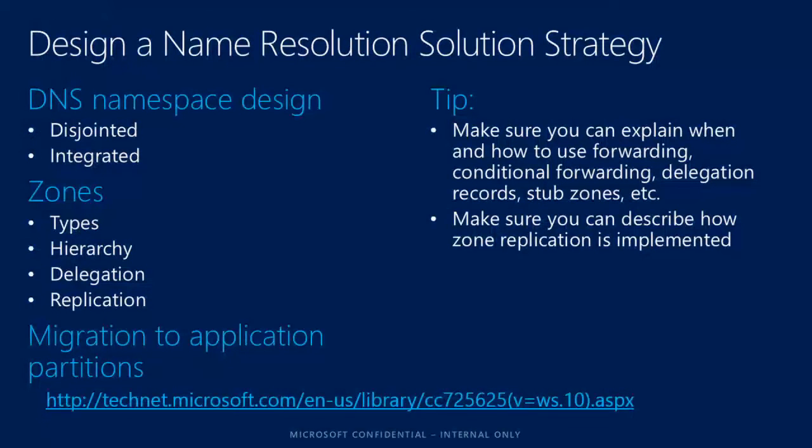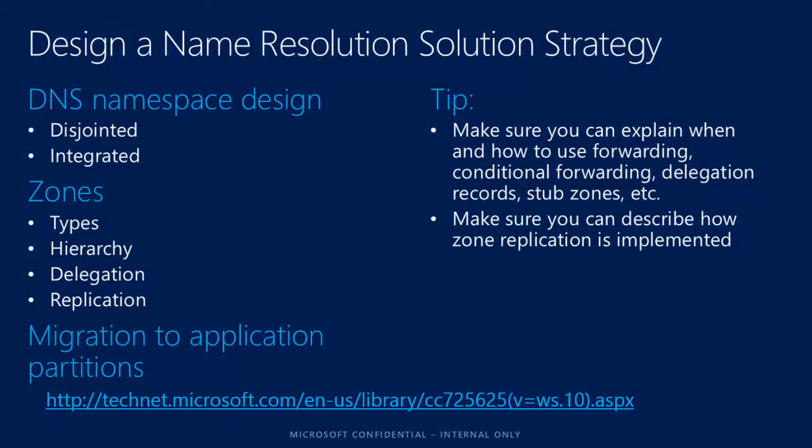DNS namespace design, understand disjointed and integrated DNS infrastructure. When you would have a disjointed DNS namespace, how that works, when it's applicable. Types of zones, hierarchy, how to do delegation, how to do replication, how to do migration to application partitions, which has been around for quite some time. These are not things that we do in our day-to-day operations roles or whatever role you're in. So these are the types of things that you do want to go spend some time on and make sure you review and understand. Tip, understand when and how to use forwarding, conditional forwarding, delegation records, stub zones, and so on. Those stub zones always keep coming back up.